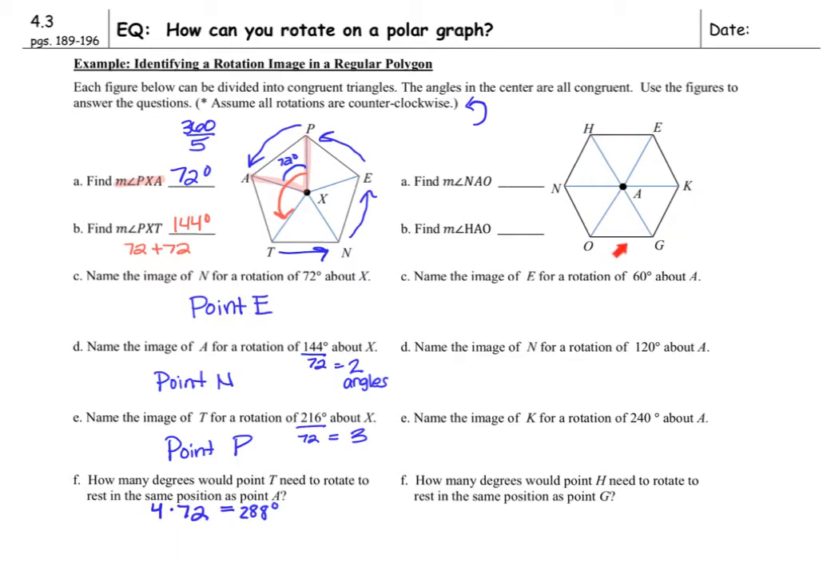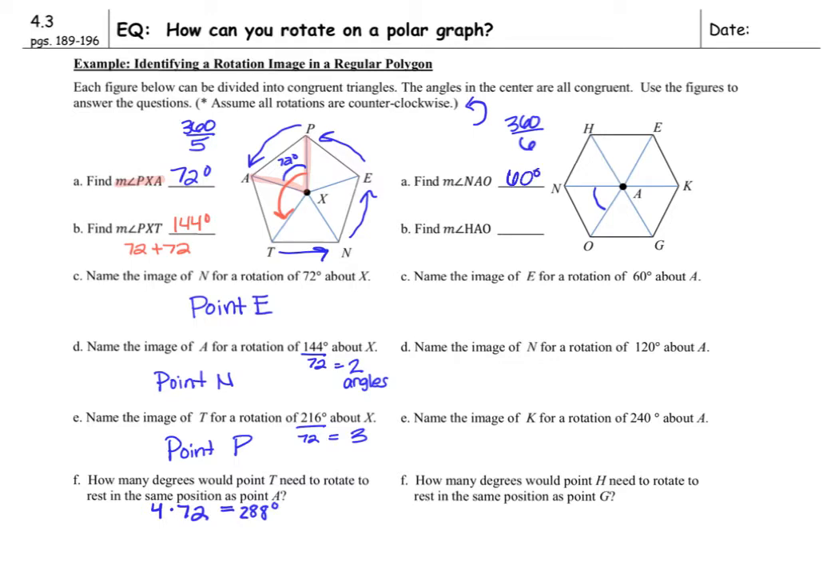Now let's look at the next figure. This is a hexagon. It has 6 triangles that are all congruent. What is the measurement of angle NAO, which is right here? NAO can be found by dividing 360 degrees by 6 because there are 6 congruent triangles and this is 360 degrees inside. So 360 divided by 6 is 60 degrees.